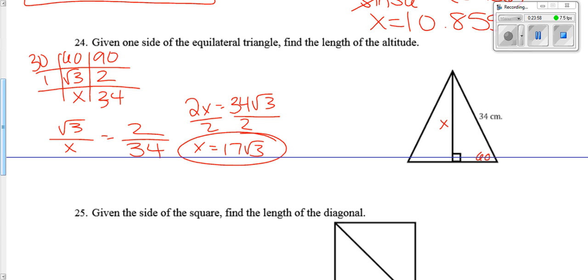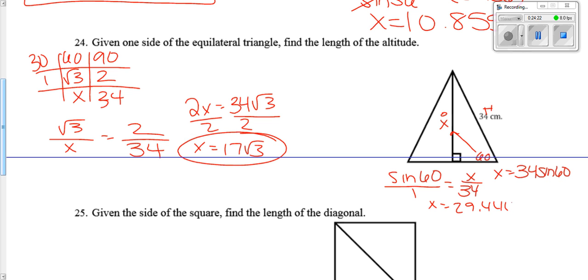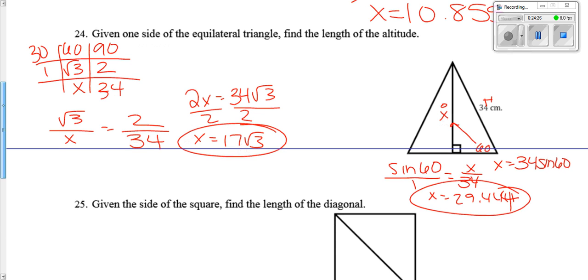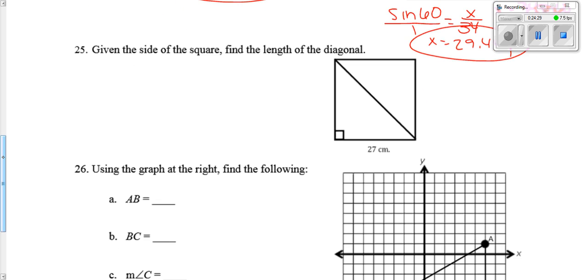Or we could have used trig, in which case x would be our opposite, 34 is our hypotenuse. Sine of 60 is x over 34. So x equals 34 times the sine of 60, which is x equals 29.444 centimeters.